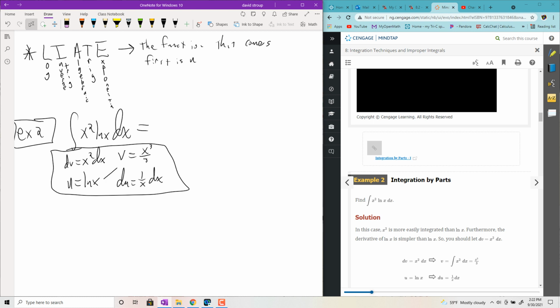So the integral will equal u times v, so x cubed ln x over 3, minus the integral of v du. So that will be, I can factor out 1/3. x cubed over x will just be x squared dx. And again, that's an easy integral, just a power rule.